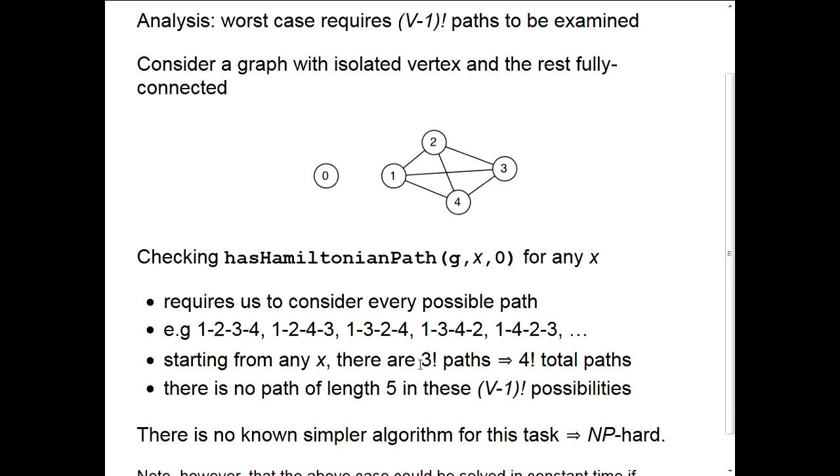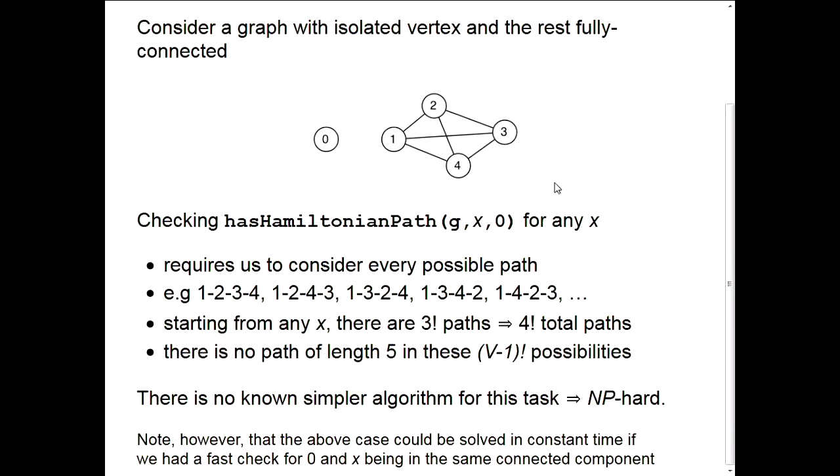So starting from any x, there are 3 factorial paths. So in total, you have to check 4 factorial total paths, which is 4 times 3 times 2. And of course, there's no path of length 5. Whatever you do, you can never reach 0. Now, as I said earlier, there's no known simpler algorithm. In the worst case, you really have to check all possible paths until someone finds a polynomial algorithm.